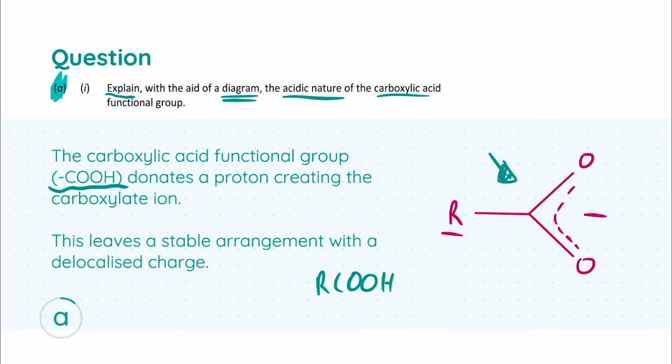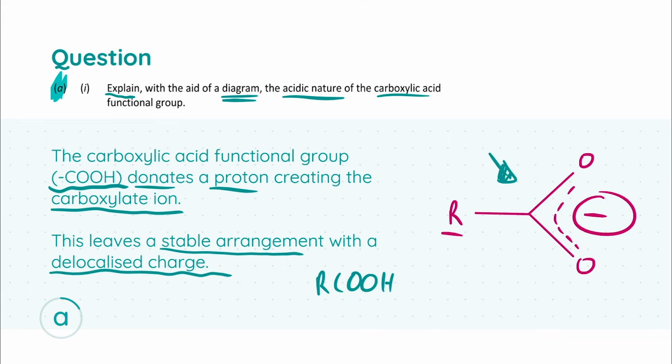In this case, what we're talking about is the fact that the carboxylic acid functional group donates a proton. The important thing to note is that it is donating a proton, and when it does that, it creates the carboxylate ion. This leaves a stable arrangement with a delocalized charge. That delocalized charge is the charge on the right hand side that I drew in at the start. Because the carboxylic acid functional group loses that proton, it forms the ion, and as a result this ion is stable because it exists as a resonance hybrid.